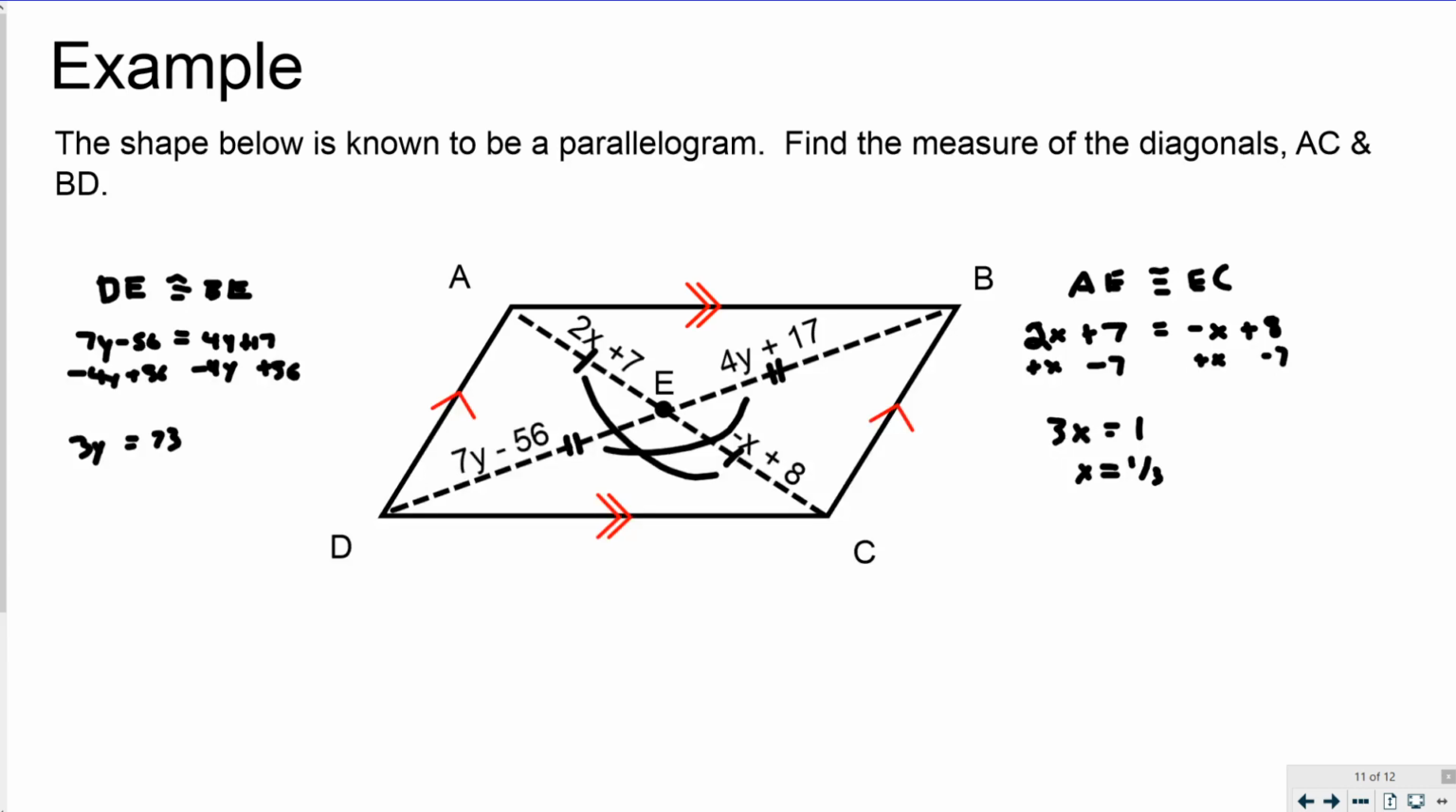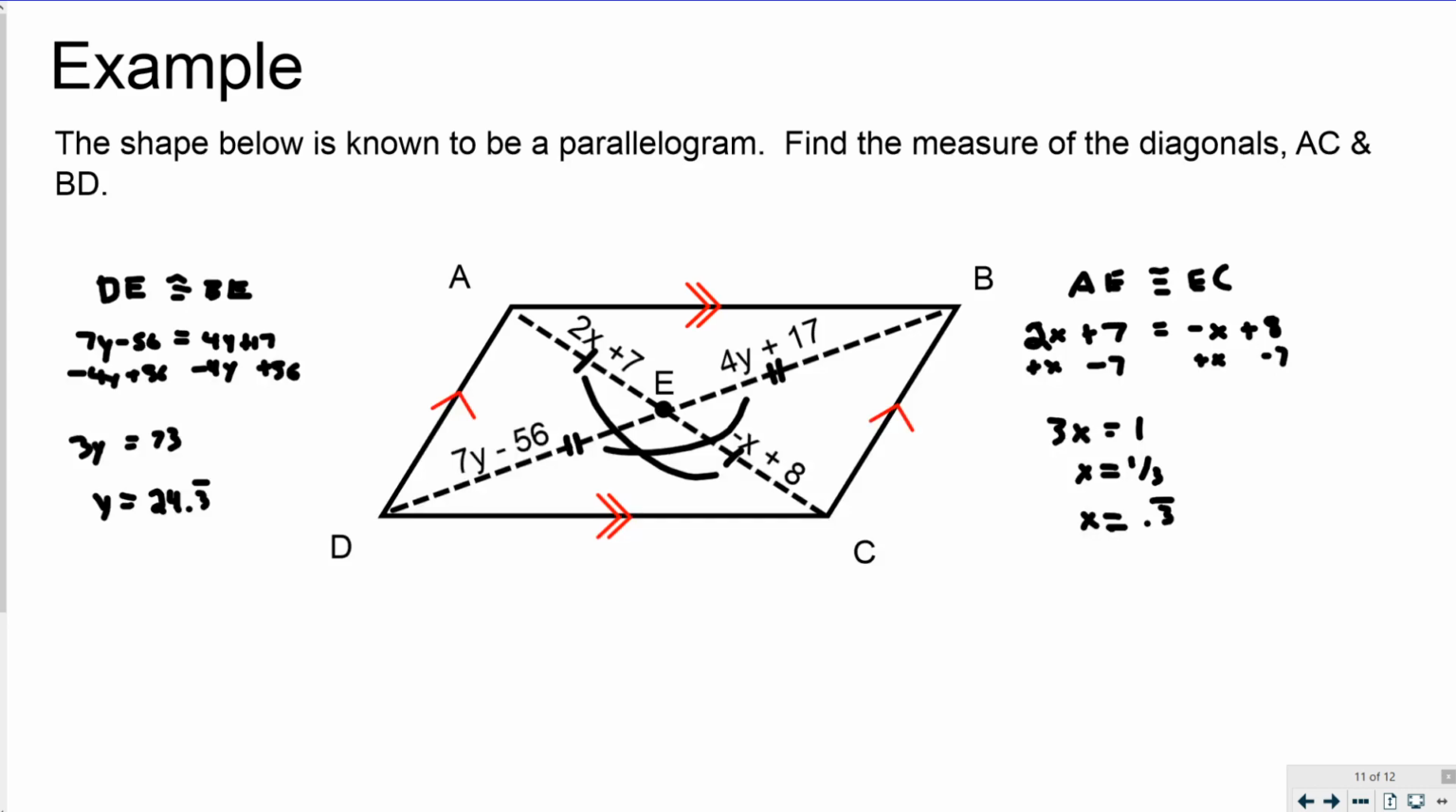And then if I divide both sides by 3, it looks like I am going to get 24.3 repeating. And over here, this 1/3, we'd write that as 0.3 repeating. So then what I can do is substitute those values into my expression, and that would tell me the measure of the diagonals.